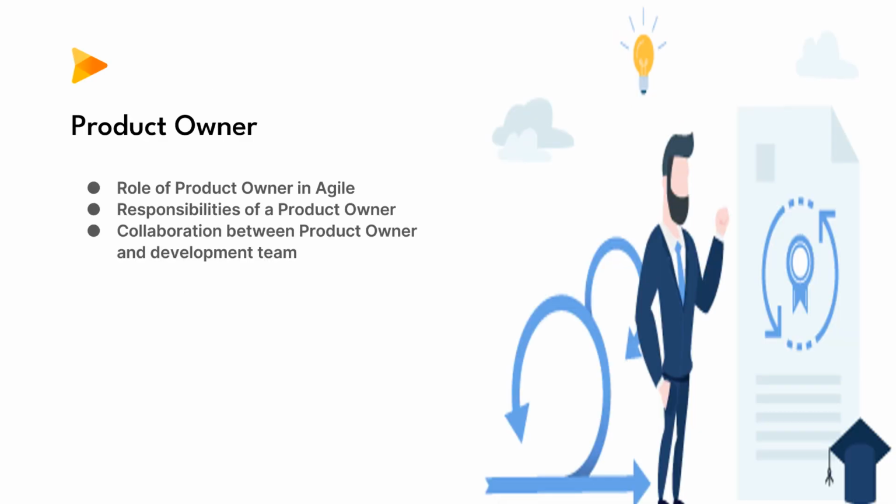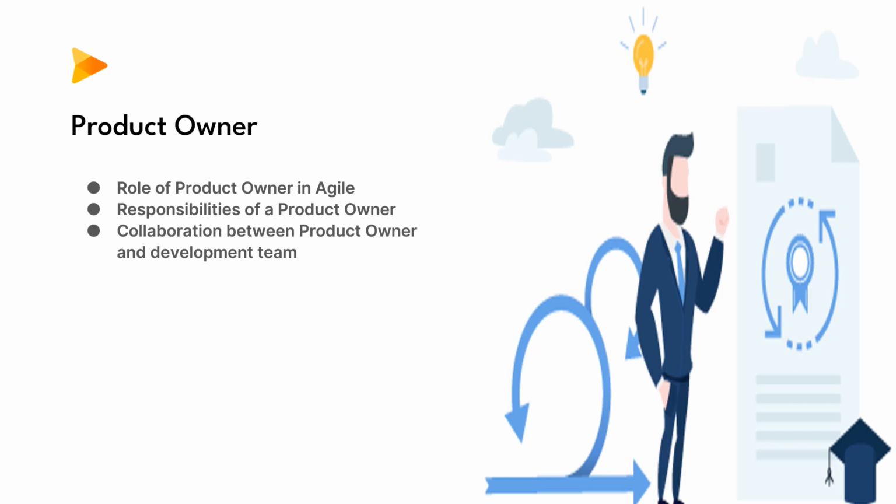Product owner in Agile is a key role responsible for representing the interests of stakeholders, defining and prioritizing requirements, and ensuring that the Agile team develops a product that meets the needs of the customers and the business. The product owner plays a crucial role in guiding the development of the product and maximizing its value. Here's an overview of the product owner.